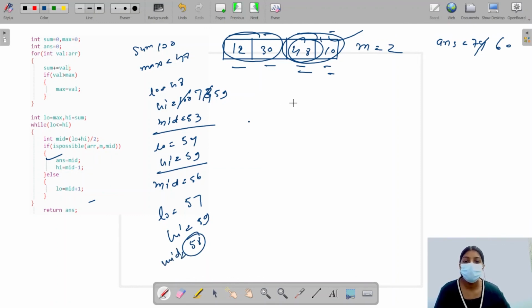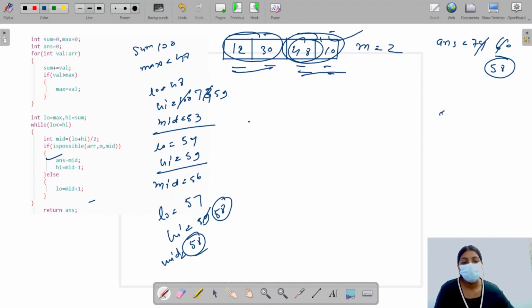It checks for 58. Is it possible for 58? Yes. I assign the first 2 books to my first student, and the second 2 books to my second student, right? So it is possible. So now my answer becomes equal to mid. So my answer is now 58. All right. I decrease my high to mid minus 1. My high becomes equal to 57.